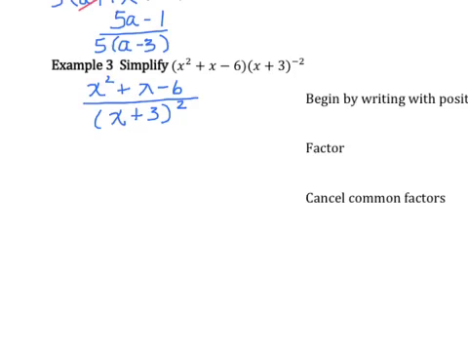Just leave it alone. So I'm going to factor my numerator, and since we're looking for hints, let's see if something with x plus 3 is going to work. X plus 3, x minus 2 works. Clean that up a little bit. There we go. Over x plus 3 squared.